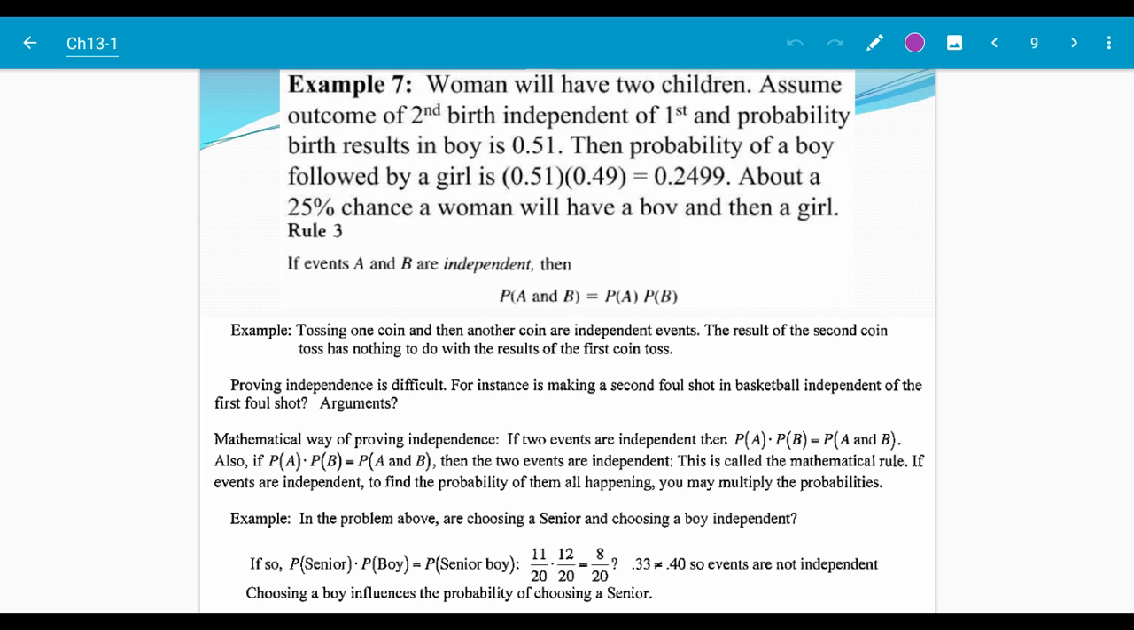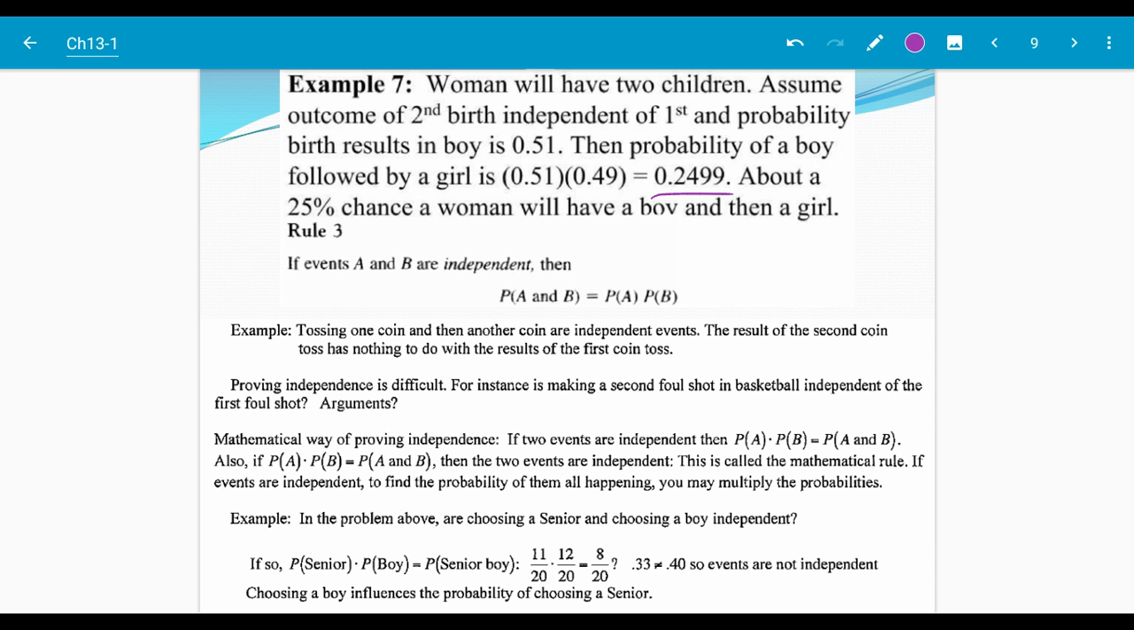Okay, because the females live longer. So, rounding these probabilities, let's say that the probability of a boy is 51%, probability of a girl is 49%. Okay? The probability of a woman having a boy followed by a girl, we can multiply these probabilities together, 0.51 times 0.49. We get a number very, very close to 25%, 0.2499. Okay? So it's about a 25% chance that a woman will have a boy, then a girl in that order, because they are independent events.